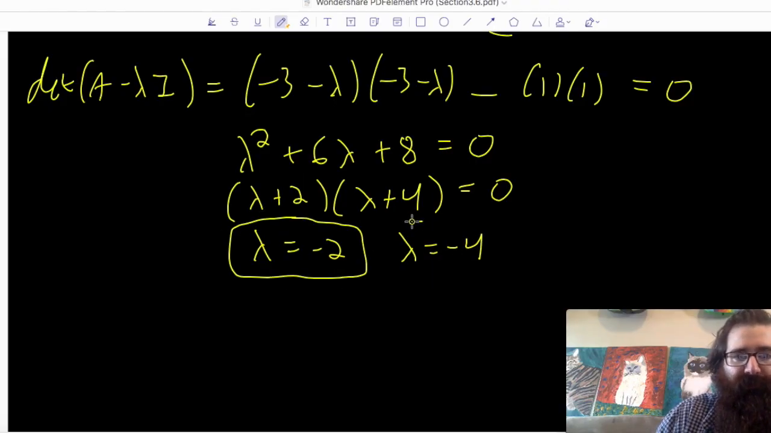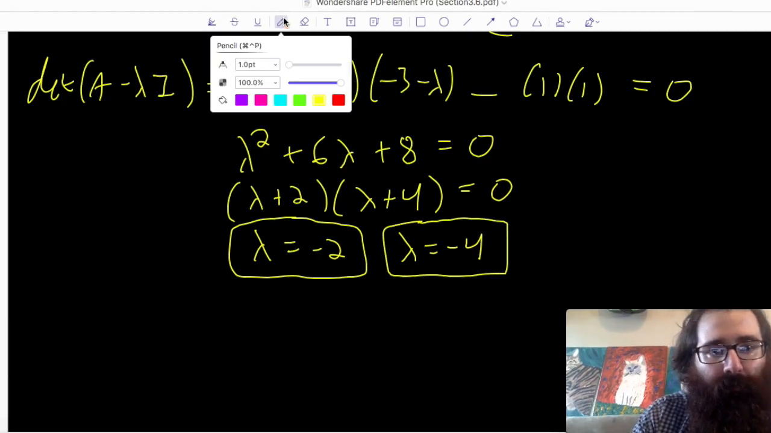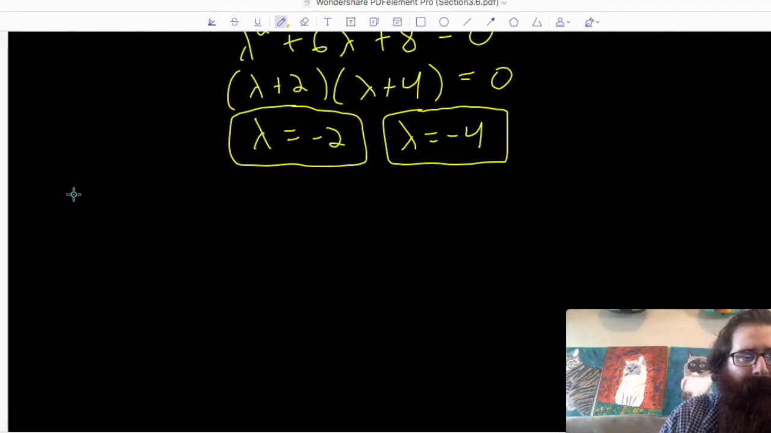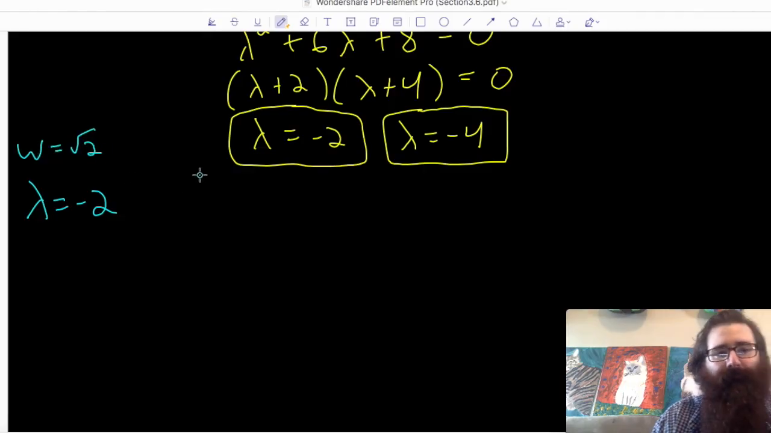Remember though, these are squares of what we should be putting into the exponent of the exponential function. So let's see if we can work with these accordingly. Let's start with lambda equals negative 2. So with lambda equals negative 2, that is the eigenvalue. However, the frequency is square root of 2.